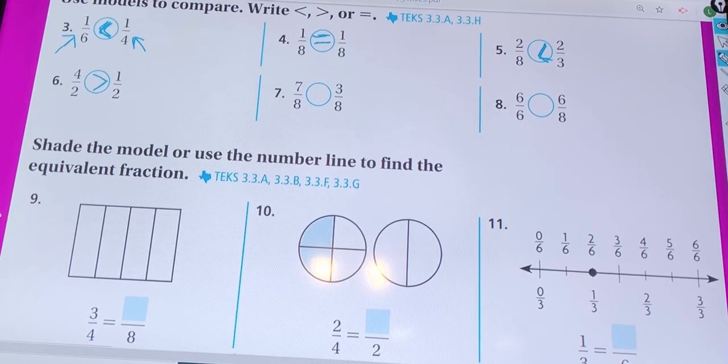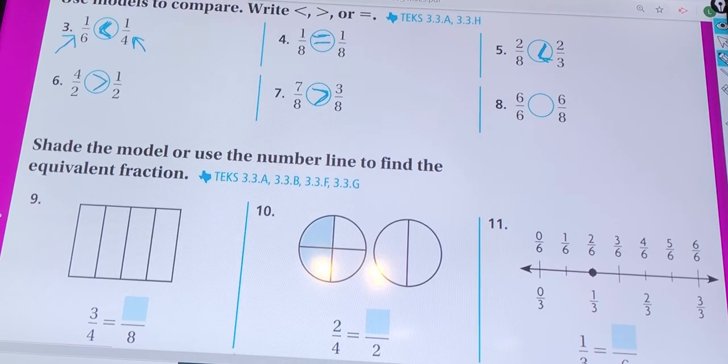So here I have 7/8 of those eaten or shaded, and here with 3/8 I only have 3. So with 7/8, that is more than 3/8. 7 of the same size pieces is bigger than 3 of the same size pieces. So 7/8 is greater than 3/8.